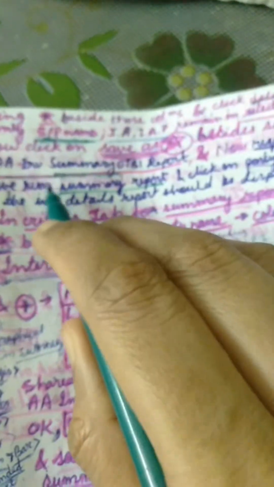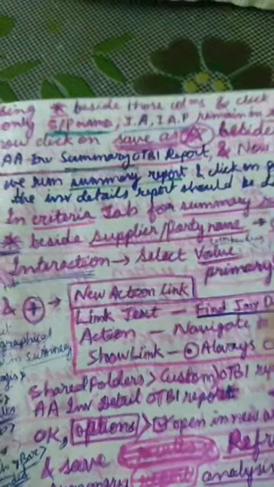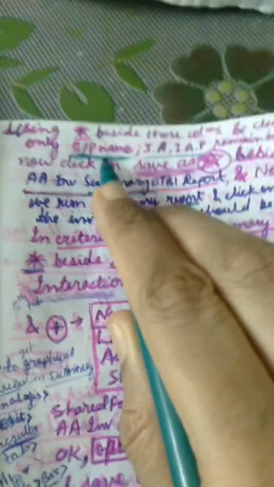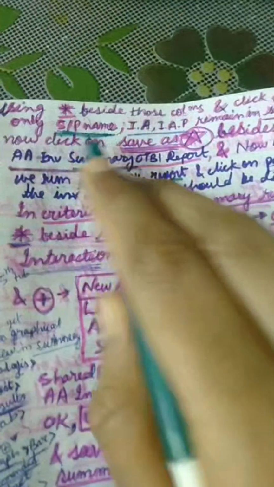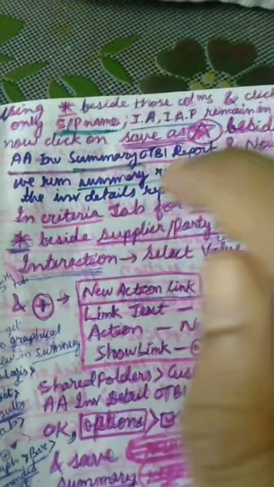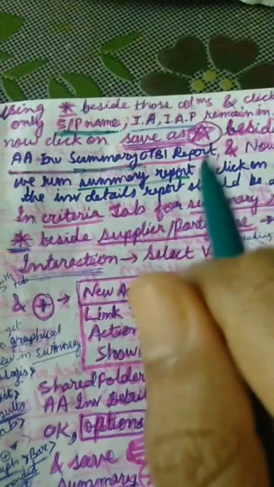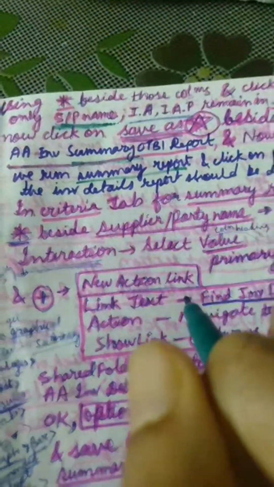So here my requirement is that whenever I run the summary report and click on this supplier or party name in the summary report, first of all, whenever I navigate it, it should give me a pop-up text, let's say, view invoice detail reports.